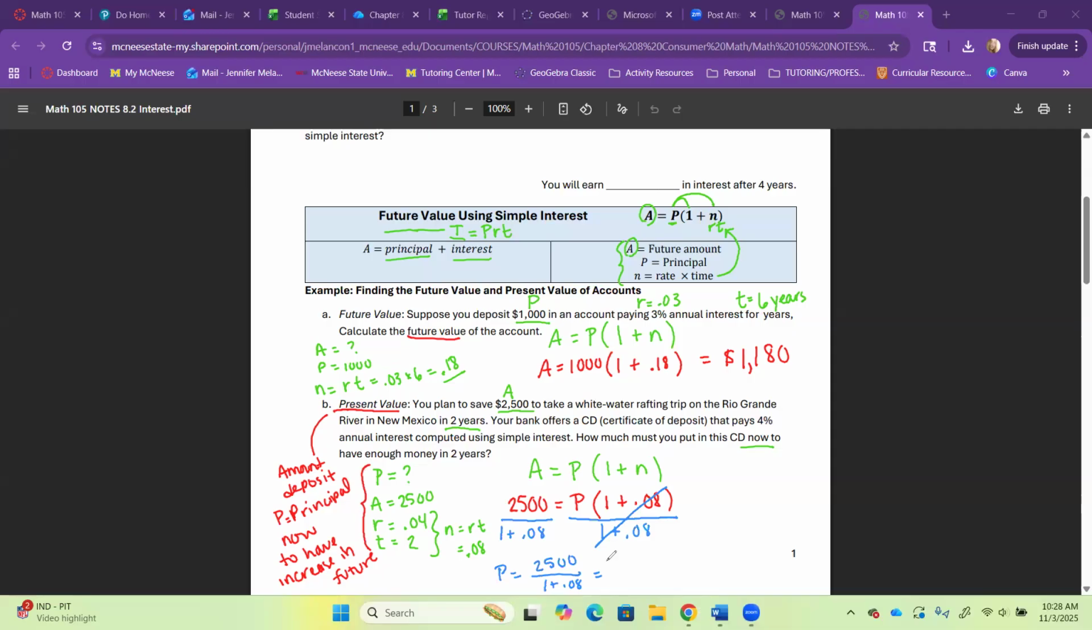And I want to be careful here because when I put this in my calculator, I want to make sure I use parentheses because of 2,500 divided by 1 plus 0.08. If you don't use parentheses, your calculator won't know to divide it by the entire thing on the bottom. It will use order of operations, and division comes before addition. So be sure to use parentheses whenever you put it in your calculator. Do it just like so, unless you have the ability to enter in fractions.